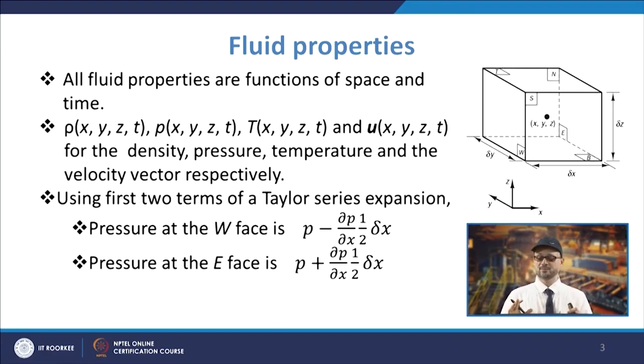So, that way you have to define these properties of the fluids at the different faces. Similarly, when you go to the north face, you will have P plus dou P by dou Z, since this direction is your Z, into half of delta Z. So, accordingly you will have the values of these properties across these faces, and that will be used when we talk about the conservation principle of mass.